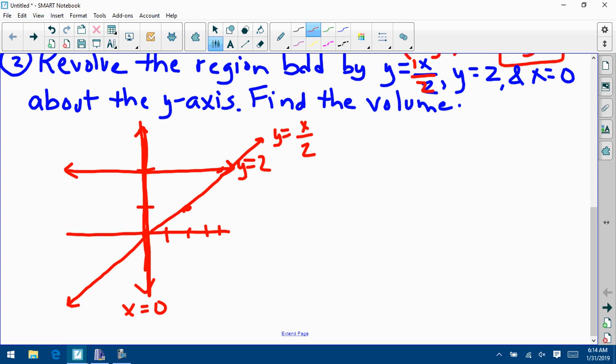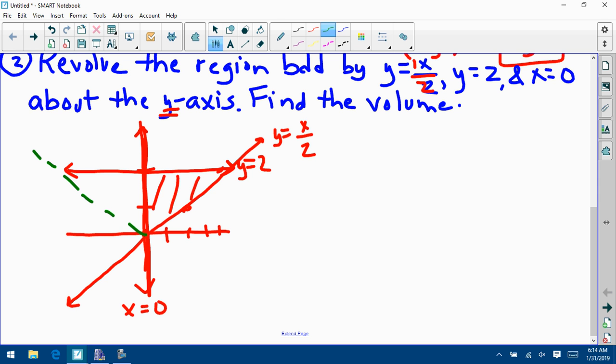And we're looking to revolve that region that's bounded by those. So this is the region that's bounded. We're going to revolve that around the y-axis. Okay, so if I'm revolving around the y-axis, then that region is going to have a symmetrical region over here.